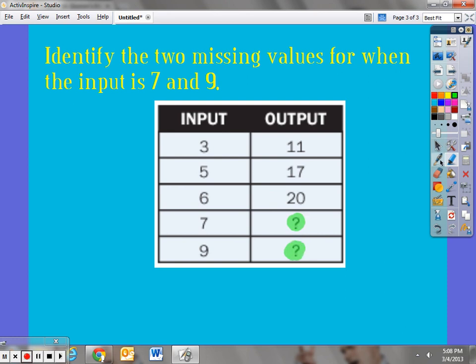Now, there's a rule that is going on here. So when I put in 3, I get out 11. When I put in 5, I get out 17. When I put in 6, I get out 18. So the same rule applies for all of these. So you can't say, well, 3 plus 8 is 11. Because then if I add 8 here, 8 plus 5 does not give me 17.